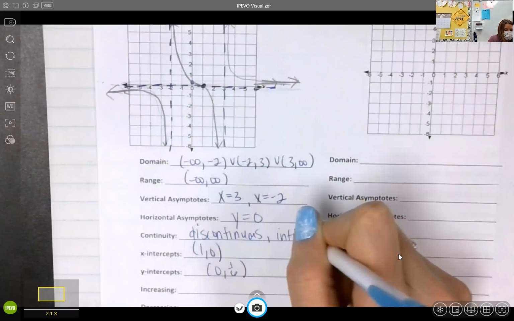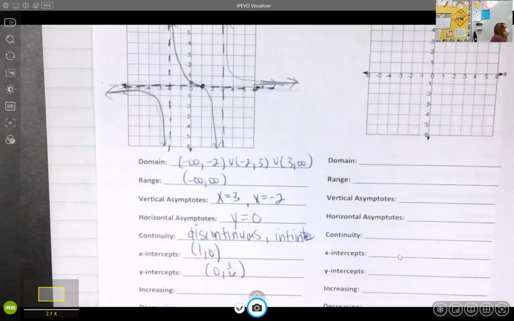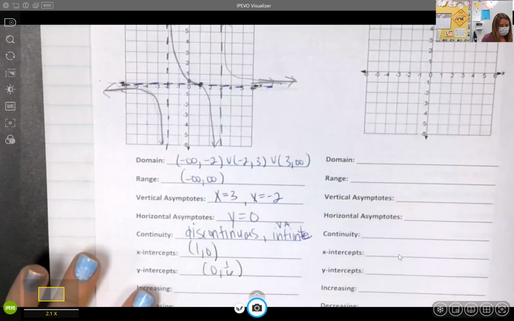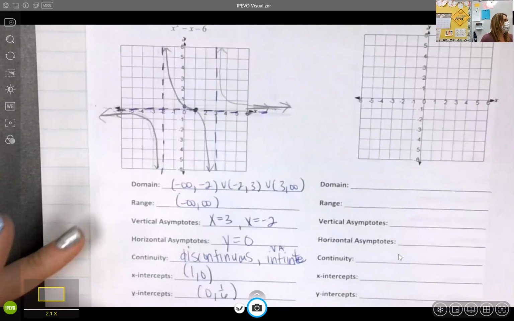Infinite. What am I missing here? Okay. So infinite means I have a vertical asymptote. It doesn't matter what else you have. If you have one vertical asymptote, it is infinitely discontinuous. It will never be continuous. Okay? Forever.